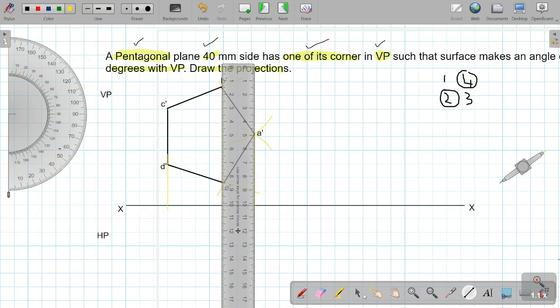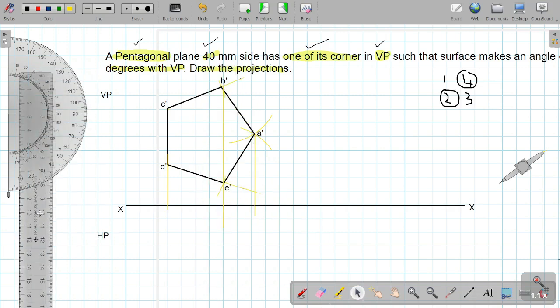Now we have to give the namings from where this projector cuts the reference line. So this will be termed as A, then this is B and E, this is C and D. And to complete this step we have to darken this line from point A to point CD.